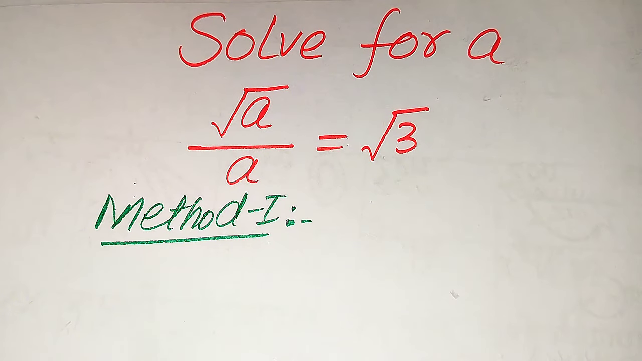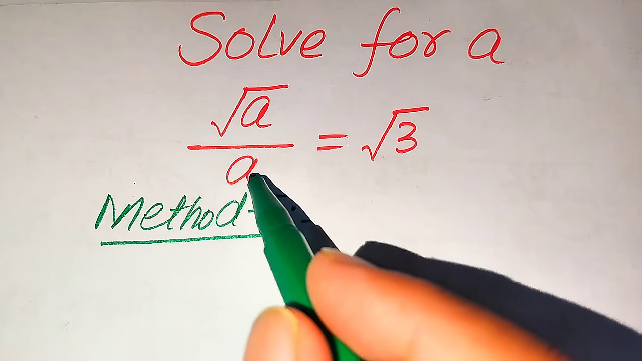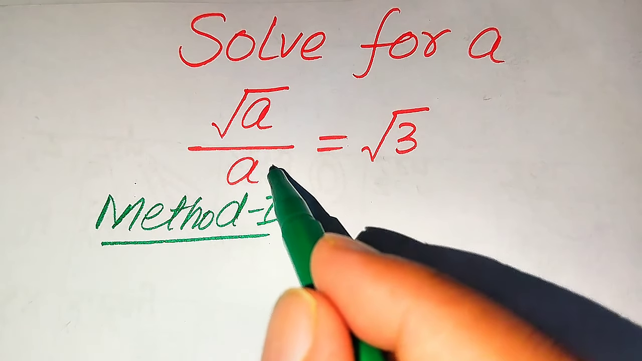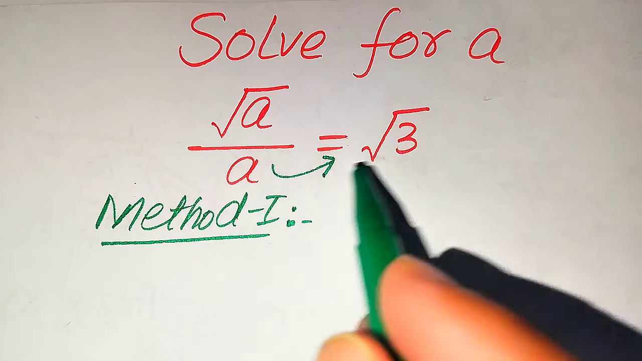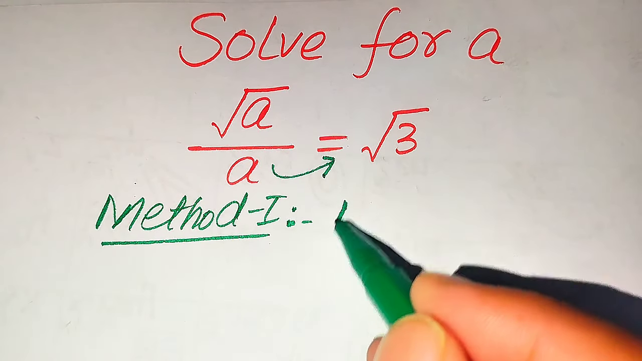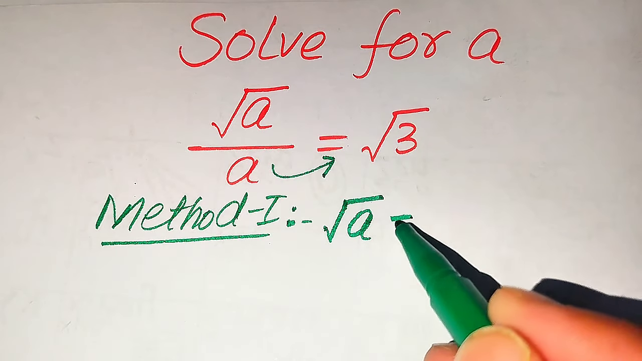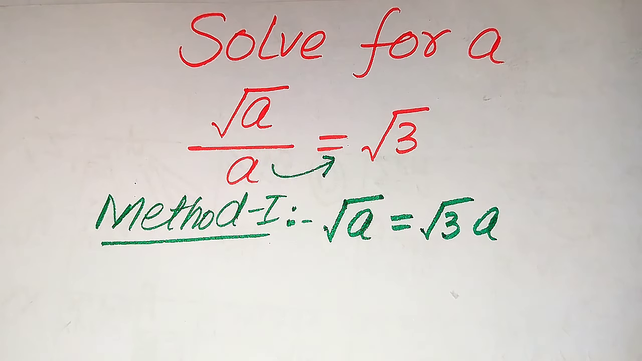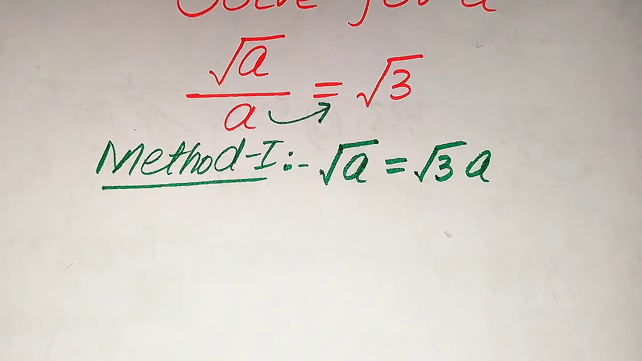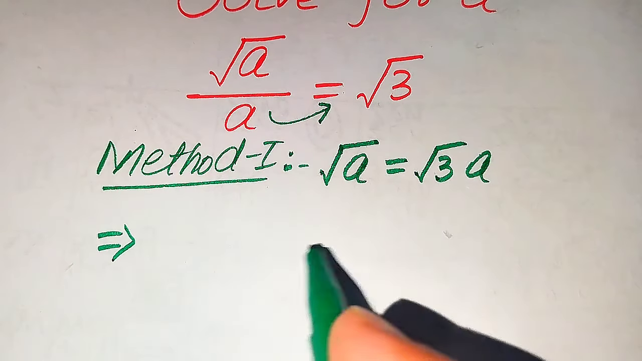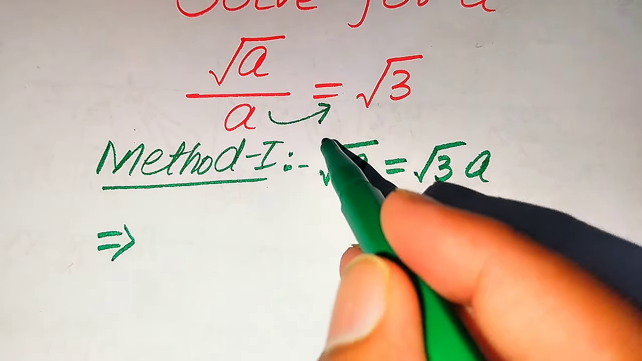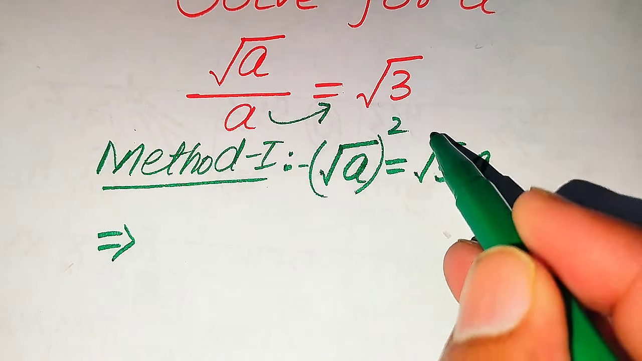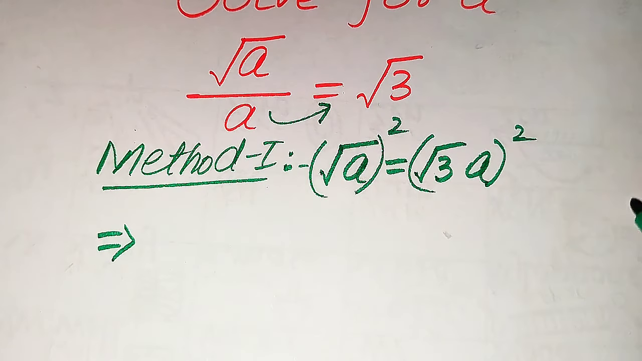In the first method, you see that a is divided on the left hand side, and when we move it to the right hand side, it is multiplied by square root of 3, and it will be written as square root of a is equal to square root of 3 times a. Because our target is to find the values of a, we need to take squaring on both of the sides. So when we apply squaring on both of the sides, it will be written in this form.